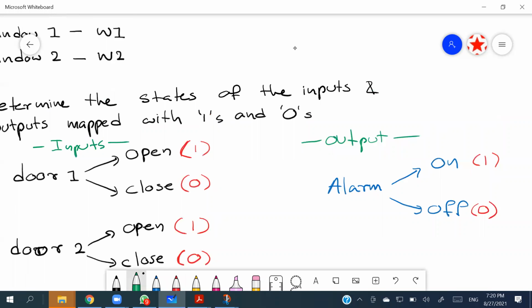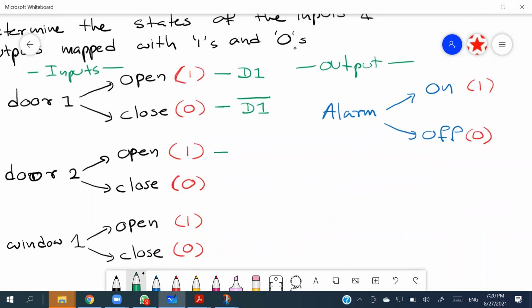Now, D1 is to indicate 1, and I can say D1 bar to indicate the 0, right? It's very logical, right? If 1 is something, 0 is the complement of it. So if D1 means 1, then D1 bar indicates 0. Very clear. Right? So the same way, we can write D2 for here, and this 0, this is D2 bar.